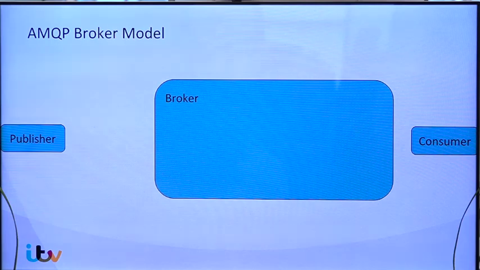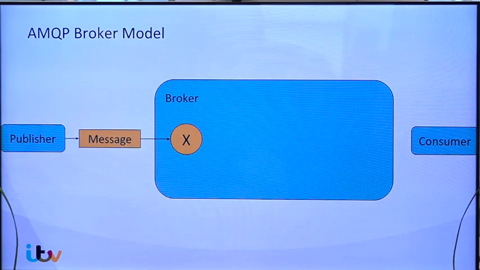It has a broker model. You have a publisher, a broker, and a consumer, as we've seen. A publisher publishes a message to an exchange. An exchange is a bit like an old telephone exchange. It routes messages to different endpoints within the broker.